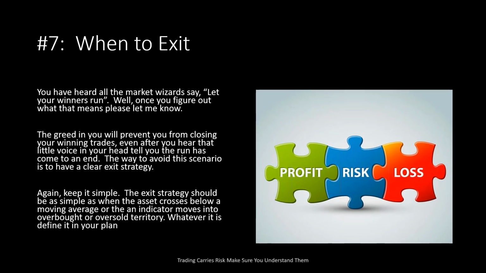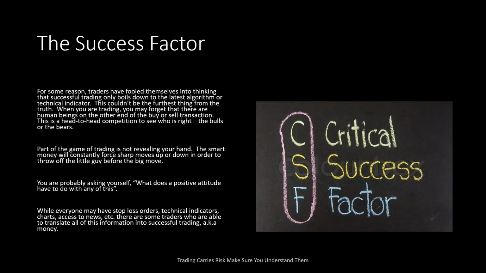Again, keep it simple. The exit strategy can be as simple as when the asset crosses below a moving average or an indicator moves into overbought or oversold territory. Whatever it is, define your trading plan, because yes, we're going to set our risk reward ratio, and you're going to set a buy, a stop loss and a take profit level. But you need to be watching the market. And when certain things happen, you need to be exiting a market, not just waiting for it to keep going up. Maybe you want to use trailing stop losses, move your stop loss up closer. But all of this is important.